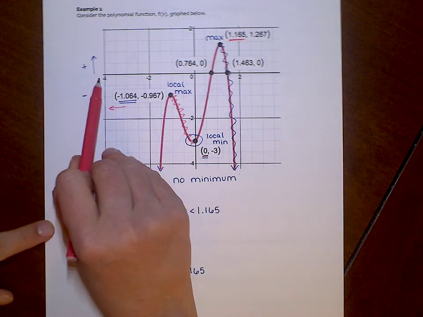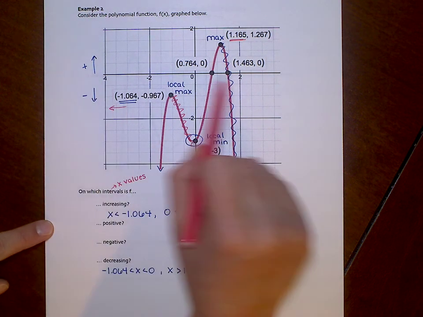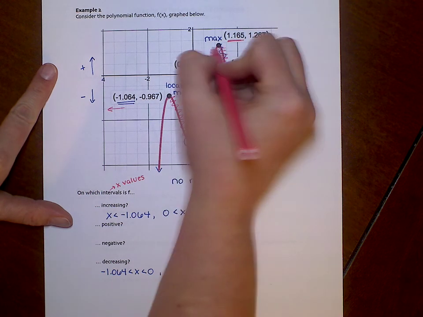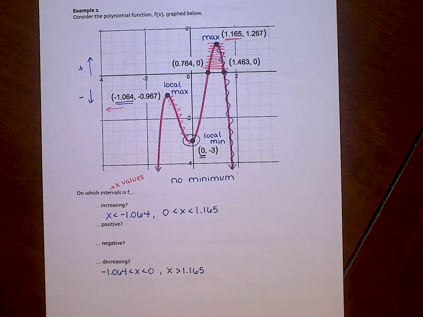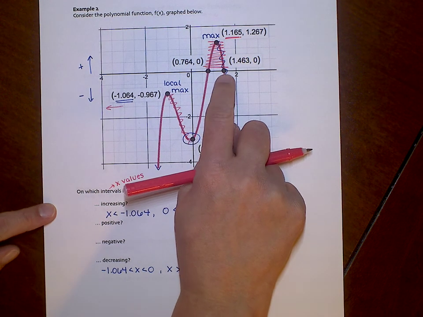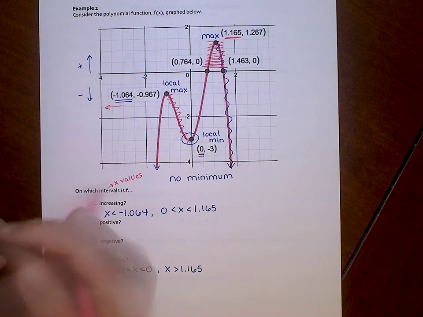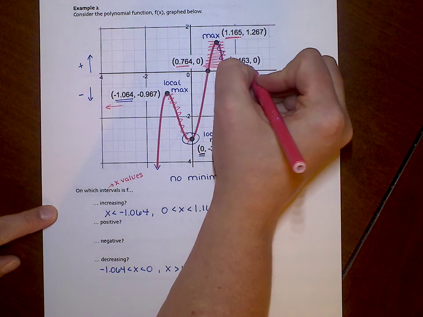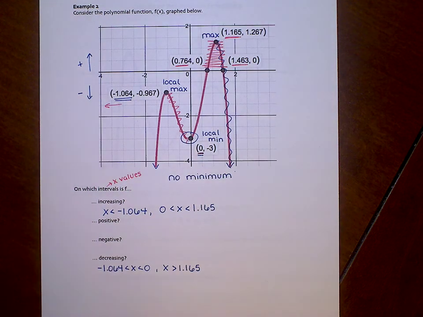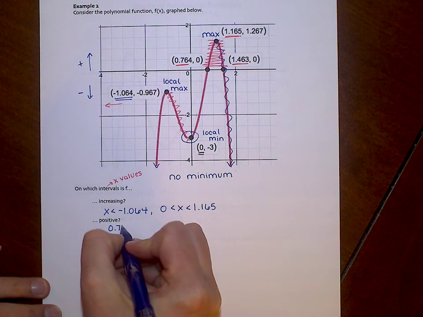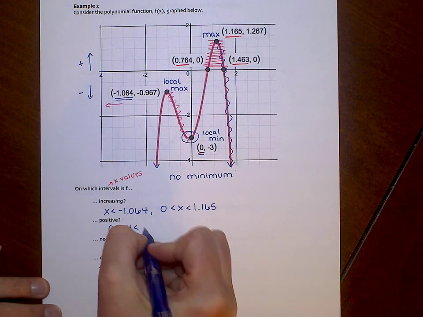Okay, so now let's talk positive and negative. And really, I told you already that positive is anytime you're above the x-axis, so this whole chunk of the graph here is all in positive territory. So I'm going to label that, and notice the dividing line for that is the zeros. It's no longer the max and min, but it's the roots. So 0.764 to 1.463, that's where my graph is positive. And that's it. That's the only place this graph is positive.